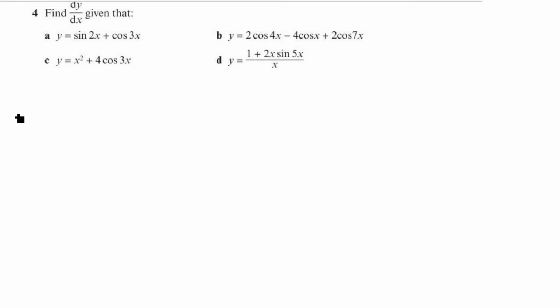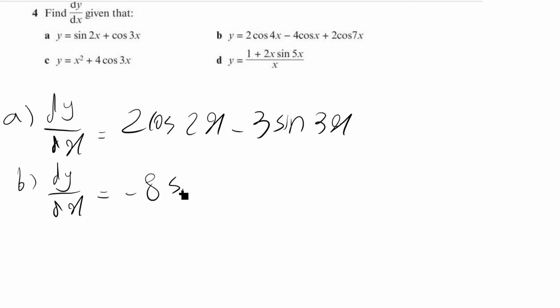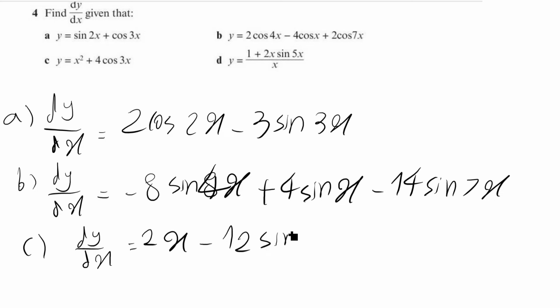So part A, dy by dx is 2 cos 2x minus 3 sine 3x. B, dy by dx is minus 8 sine 4x, and here is plus 4 sine x, and here will be minus 14 sine 7x. And for part C, dy by dx is 2x minus 12 sine 3x.